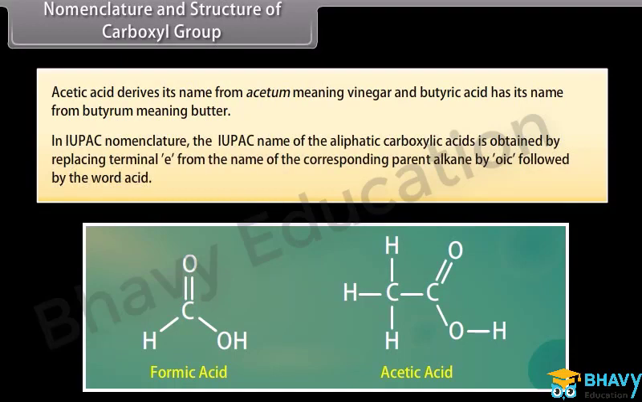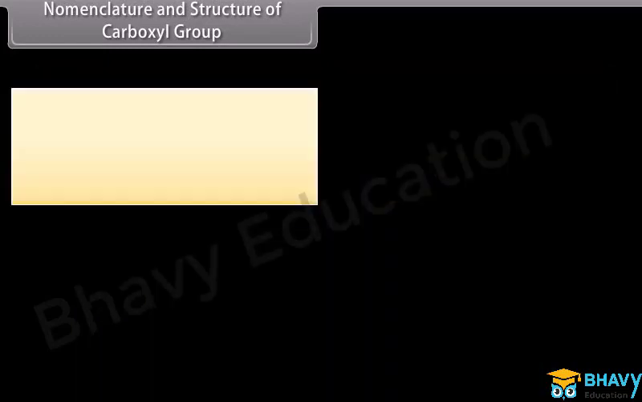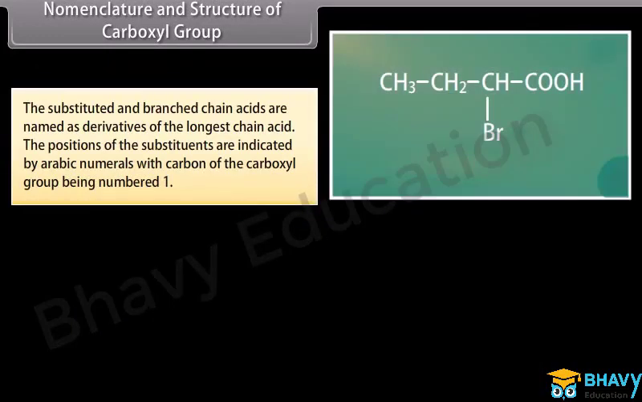In IUPAC nomenclature, the name of an aliphatic carboxylic acid is obtained by replacing the terminal e from the name of the corresponding parent alkane by -oic, followed by the word acid. The substituted and branched chain acids are named as derivatives of the longest chain acid. The positions of the substituents are indicated by Arabic numerals, with the carbon of the carboxyl group being number 1.